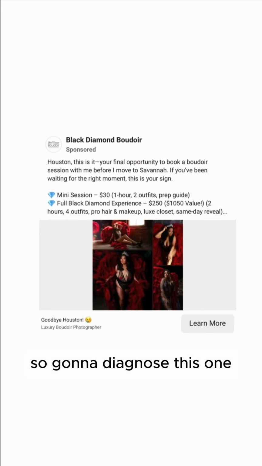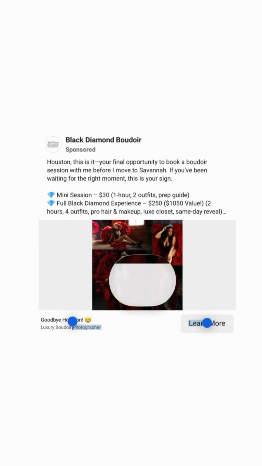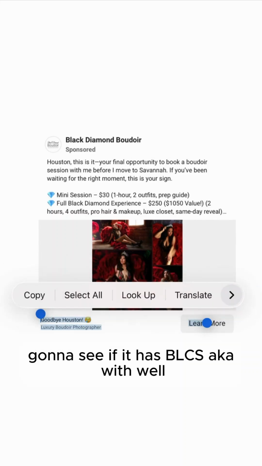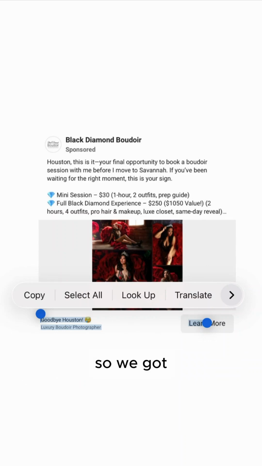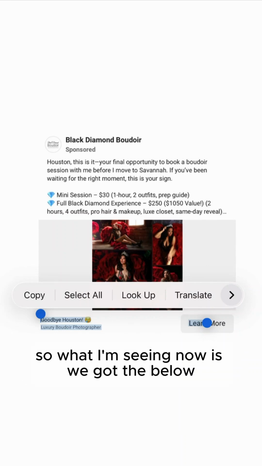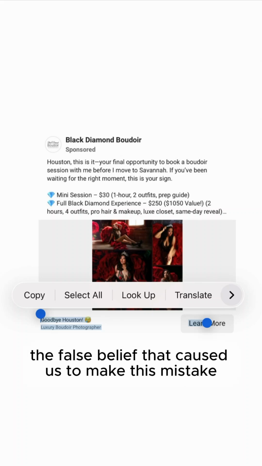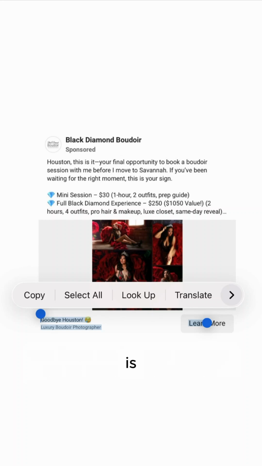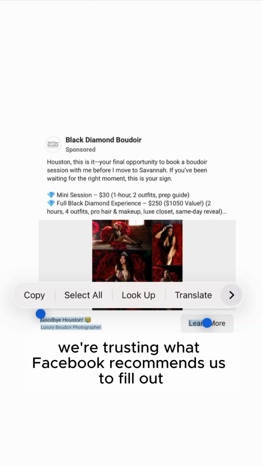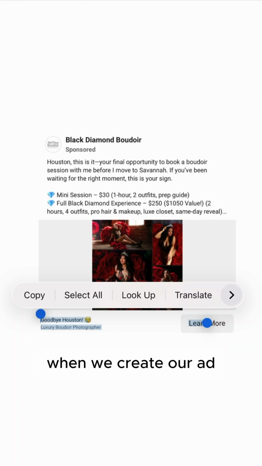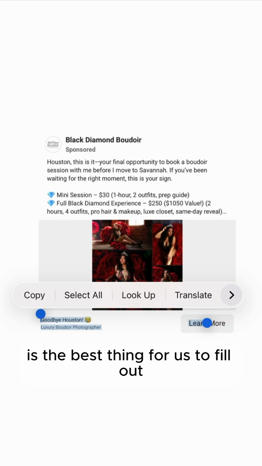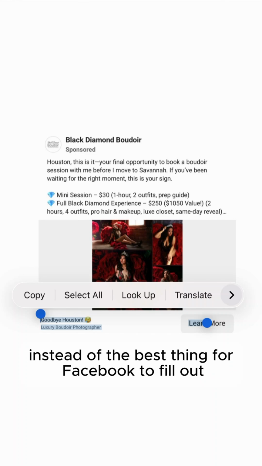So going to diagnose this one. We're going to see if it has BLCS, aka Boudoir low click syndrome. What I'm seeing now is we got the Boudoir creative cluster mistake. The false belief that caused us to make this mistake is that we're trusting that what Facebook recommends us to fill out when we create our ad is the best thing for us to fill out instead of the best thing for Facebook to fill out.